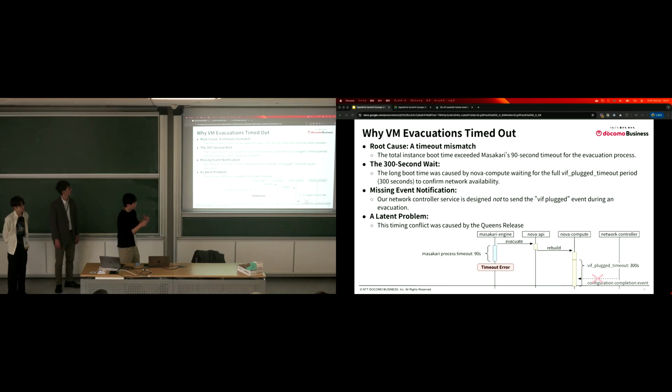When the Masakari engine calls the evacuate API, the Nova compute on the destination host eventually performs a rebuild of the instance, after Nova compute prepares and creates the instance.